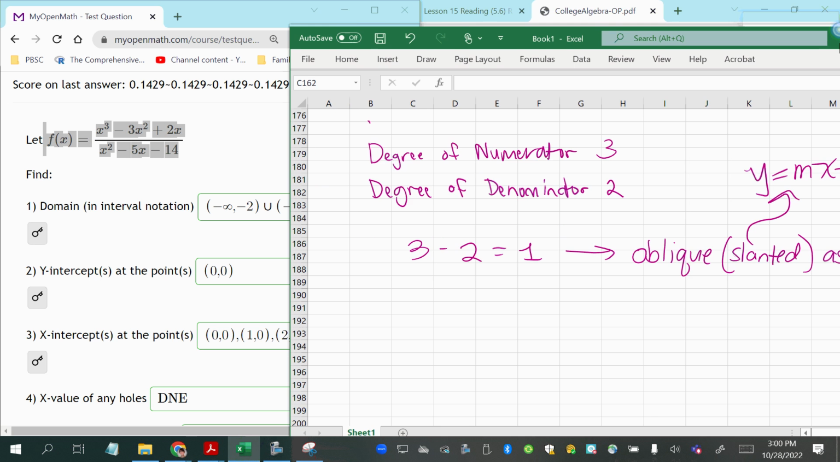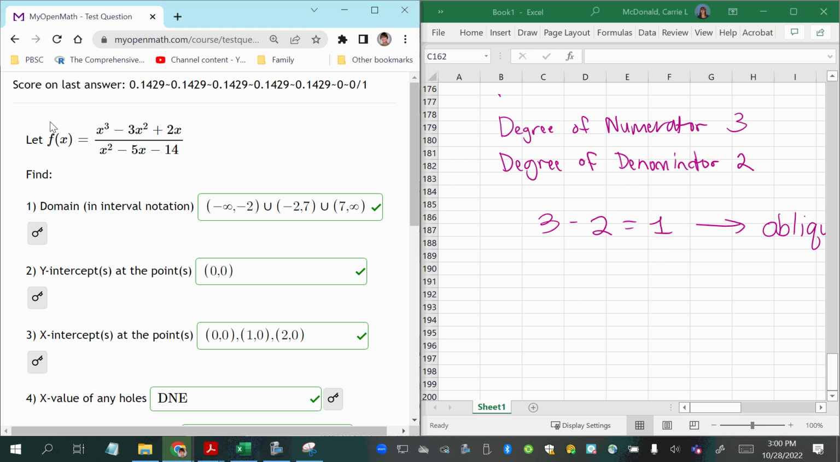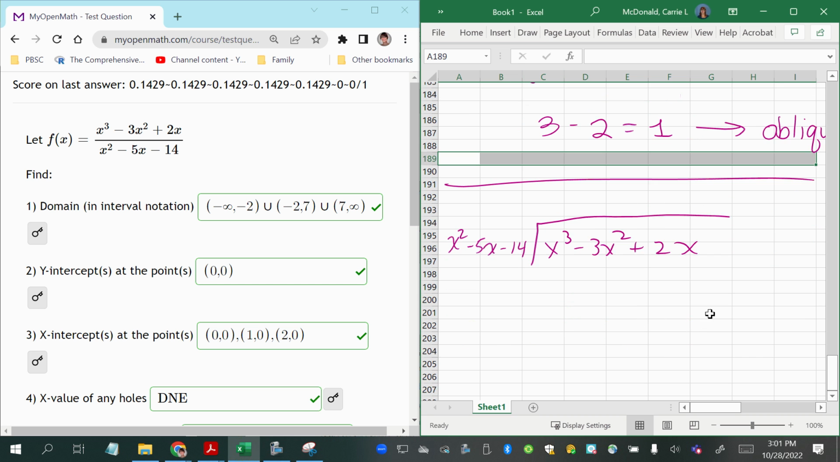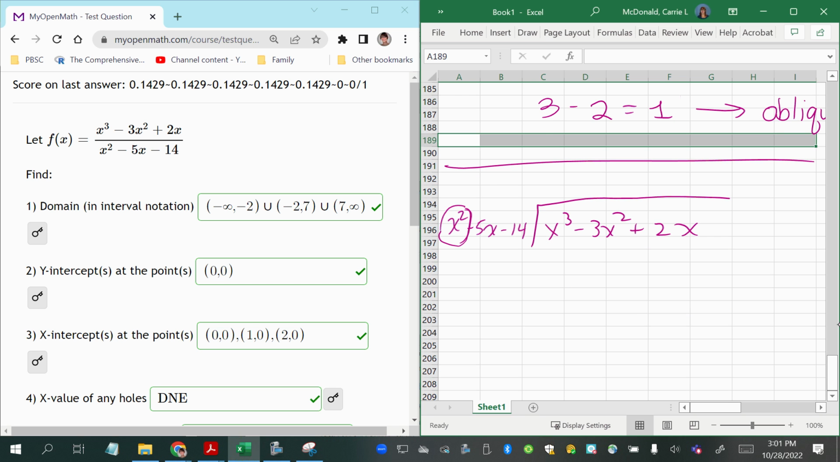So I'm going to be doing some long division here. We want to divide x squared minus 5x minus 14 into x cubed minus 3x squared plus 2x. We look at the first term in our divisor and see how many times it goes into the first term of our dividend. So x cubed divided by x squared goes in evenly x times, and then we distribute the x to each of the terms in the divisor. So we'll get x cubed minus 5x squared minus 14x.